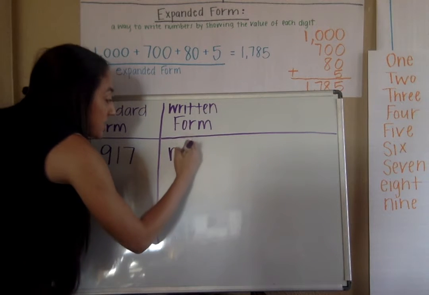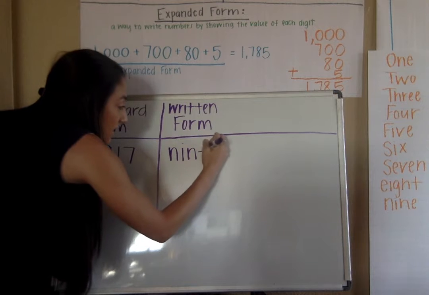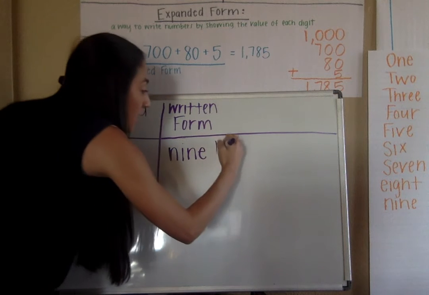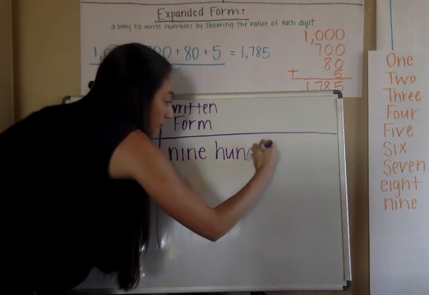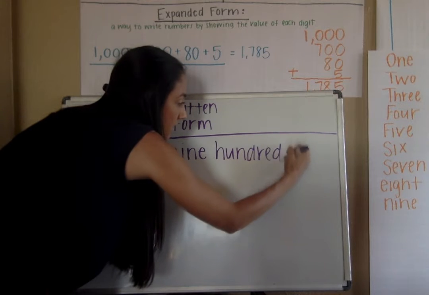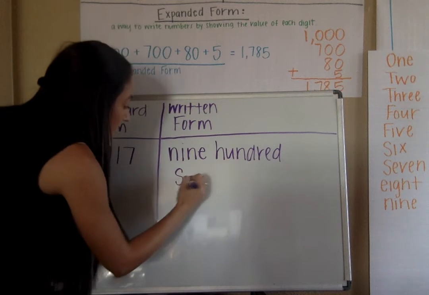Remember, I also have to spell my numbers. So 900, and then I would write 17.